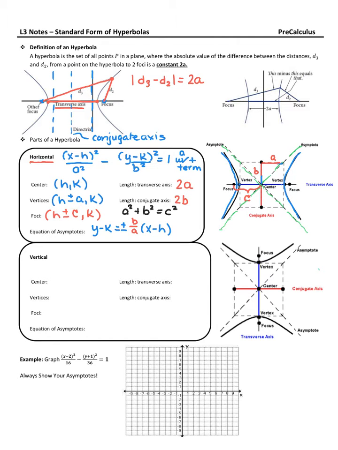When we have a vertical one, so that's when you are going off of the y-axis, going up and going down, everything is basically the same, except now the y term is going to be positive, so it gets the a squared: y minus k squared over a squared minus x minus h squared over b squared equals 1. So again, a is always with the positive term. You still have a center of (h, k), but now your vertices are going to be up and down from wherever the k is. So it'll be k plus or minus a.